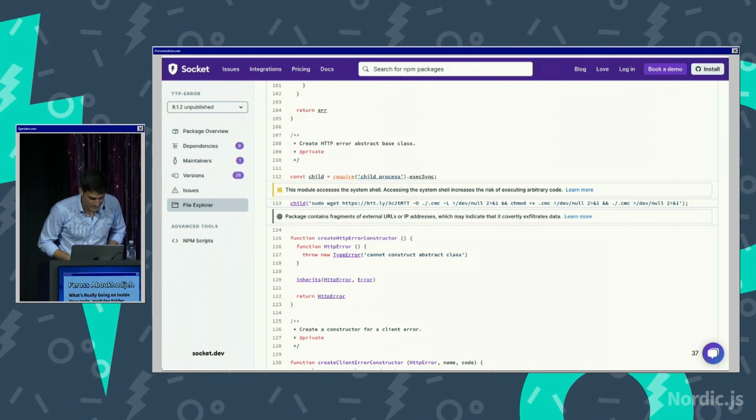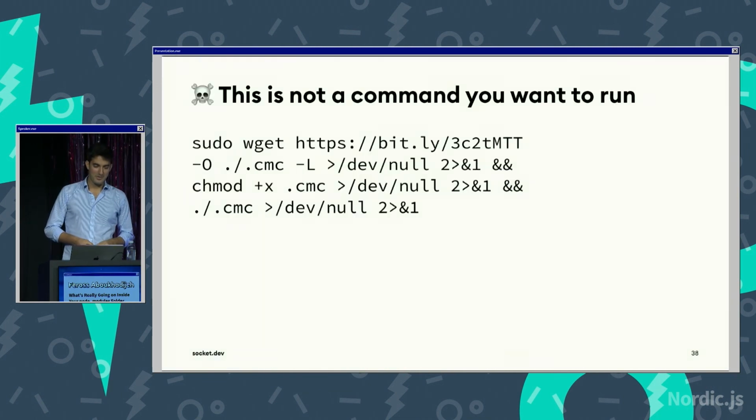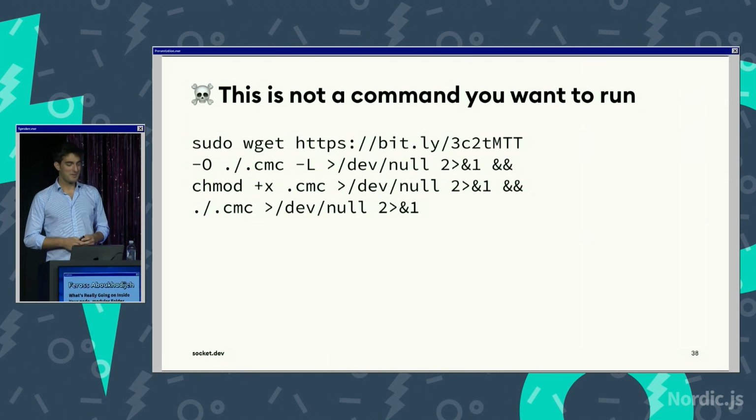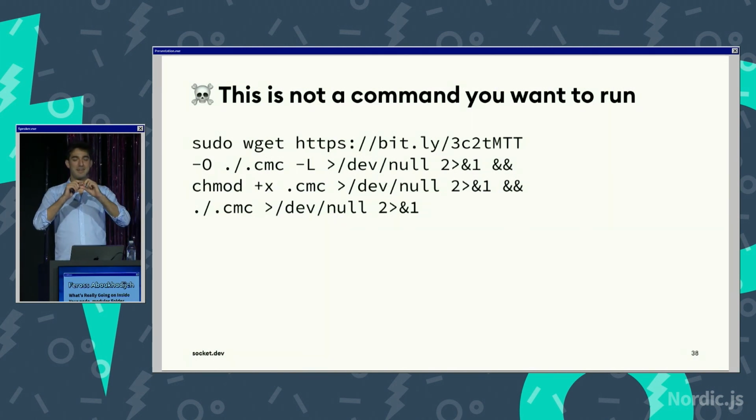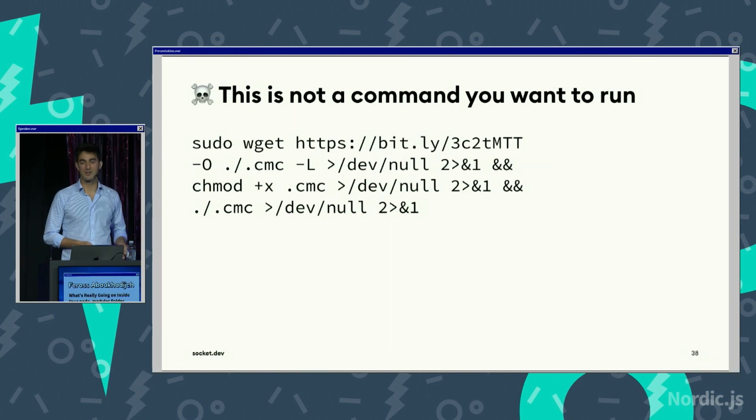So it's accessing the system shell, and then it's running this command here. I don't know if you can see that, but I'll make it bigger for you here. This is not a command you want to run on your computer. Downloading something from a bit.ly URL, making it executable and running it, and having that command run in the middle of an HTTP library just randomly, that's not a good thing. So this is what a supply chain attack looks like.